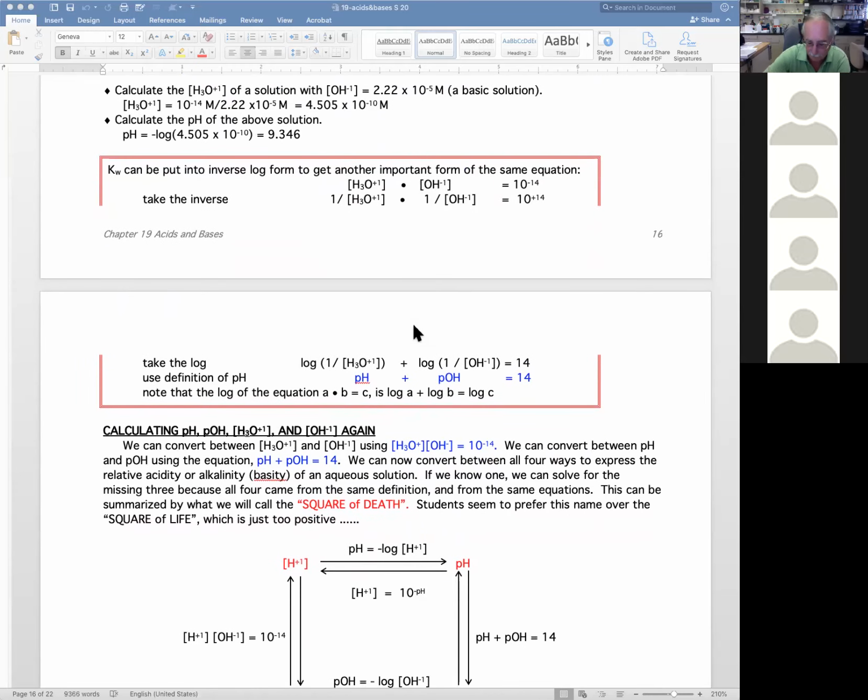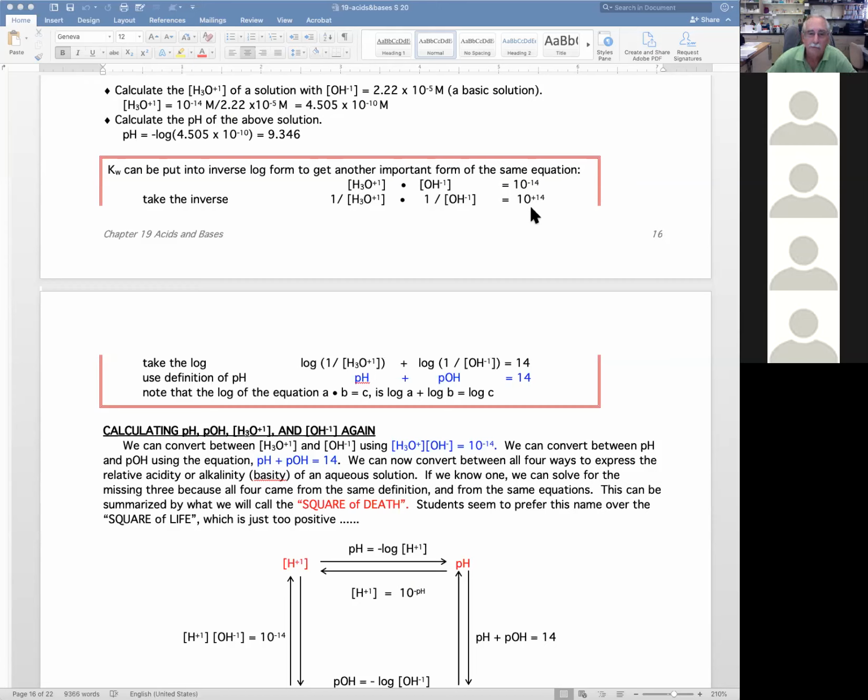So again, in a red box, because this is a mathematical manipulation, I don't really care if you understand it or not, it doesn't really matter. But I'm going to take KW right here and put it into a different mathematical format using logs. So I have this, and I'm going to inverse both sides of this equation. So this is 1 over hydronium times 1 over hydroxide, and 10 to the minus 14th. The inverse is 10 to the plus 14th.